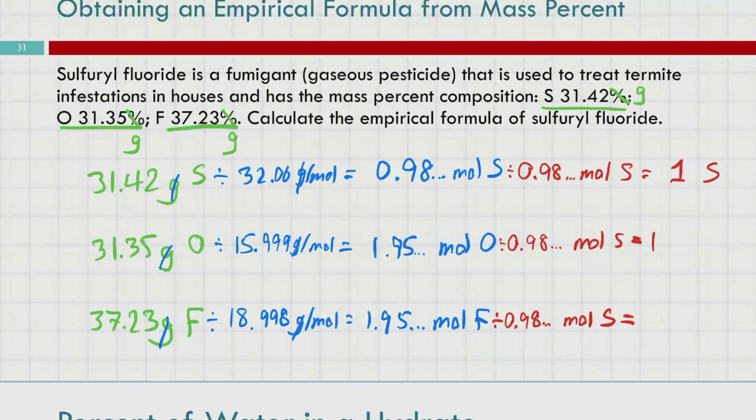For oxygen, we get 1.9994 and some other stuff. Oxygens. And for fluorine, we get 1.9995 and some other stuff. Fluorines. Are those close enough that we can round them, or should we multiply by something?